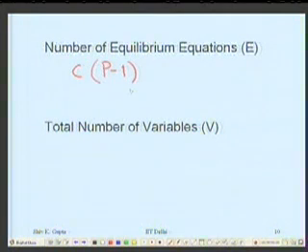The third one is a relationship, right? So when I say mu i1 equal to mu i2 equal to mu i3, that means there are only 2 equal signs. There are 2 equations only. That's why I put P minus 1. Multiplied by C, it becomes the number of equilibrium equations we have. Now, the total number of variables we have in the system.